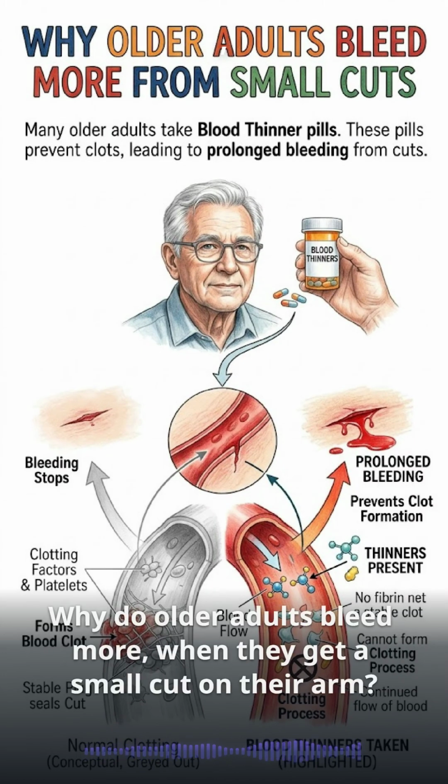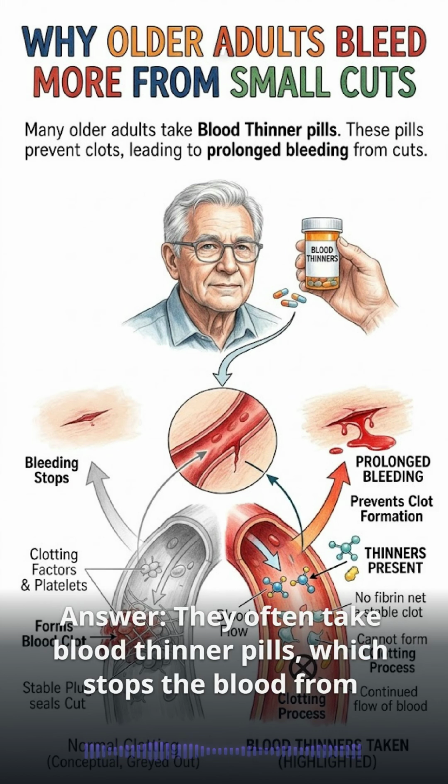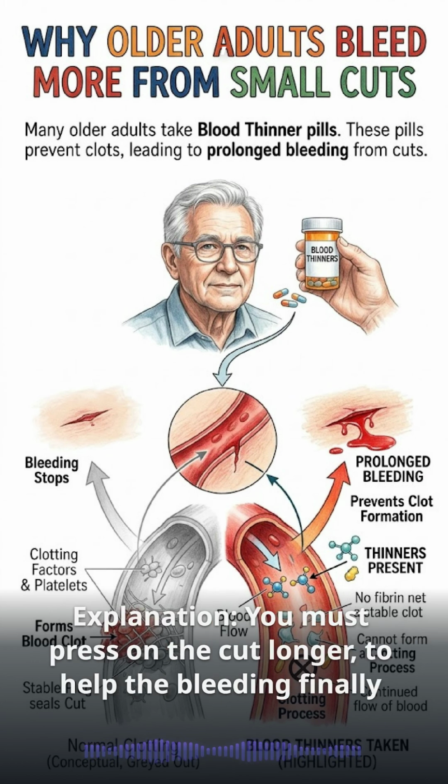12. Why do older adults bleed more when they get a small cut on their arm? They often take blood thinner pills, which stops the blood from making a hard clot. You must press on the cut longer to help the bleeding finally stop for them.